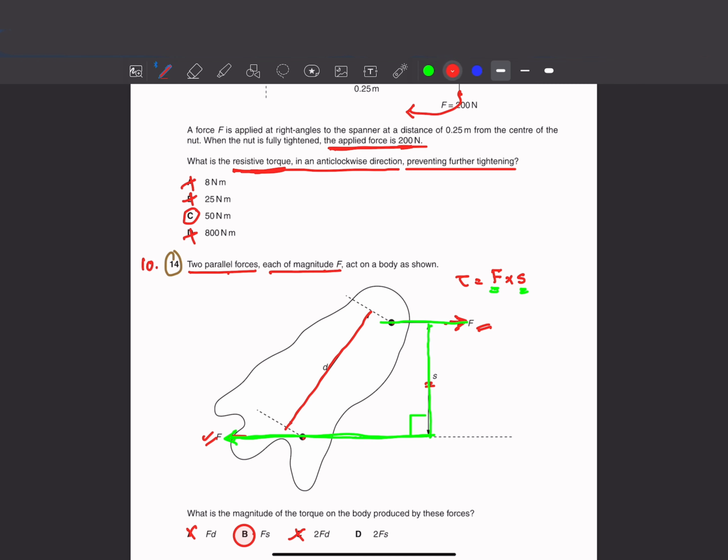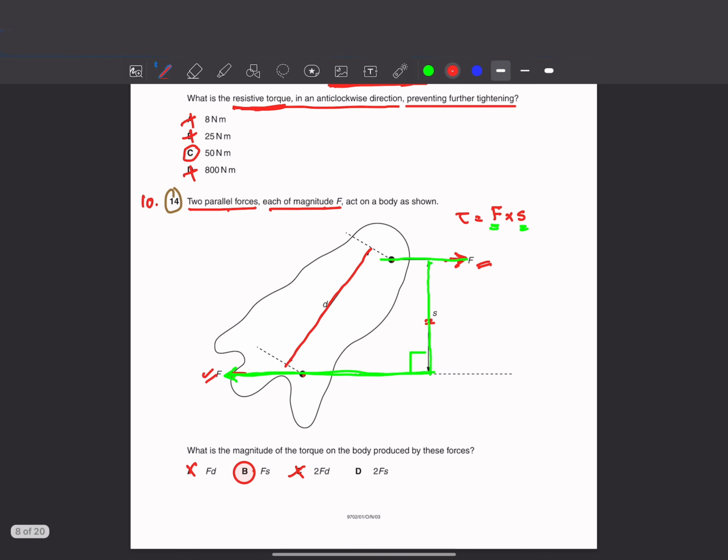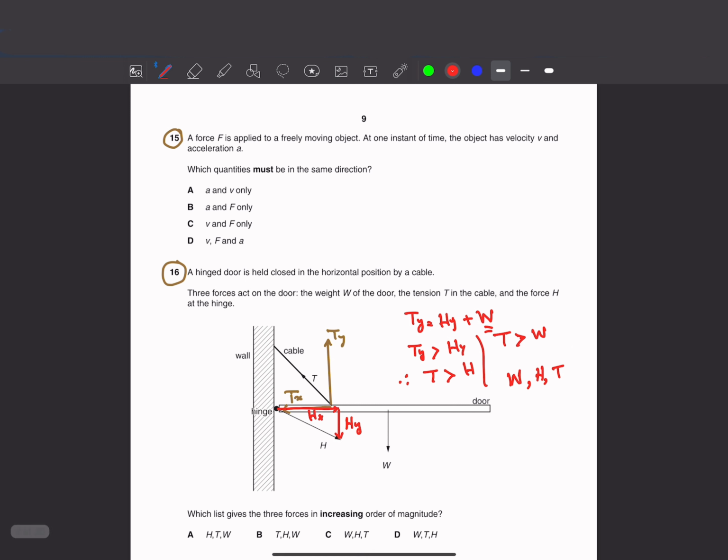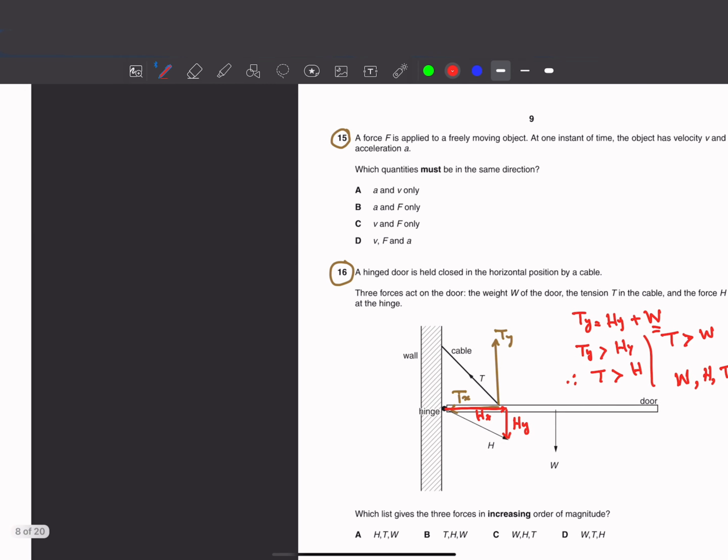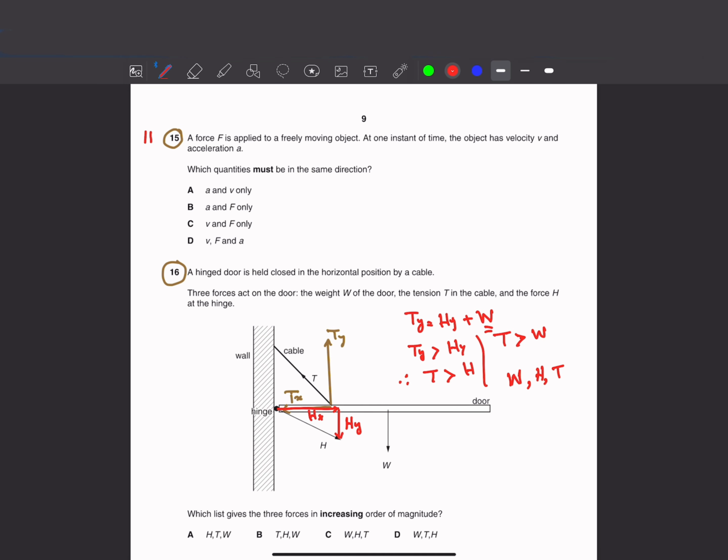So this is question number 10 in our sequence, but this is question number 14 of your October test number 3. Here you have another question which is basically very simple but very logical and conceptual, so that's why it's very important. A force F is applied to a freely moving object. At one instant of time, the object has velocity v and acceleration a. So all the information you have: F, velocity, acceleration, everything. Which quantities must be in the same direction?